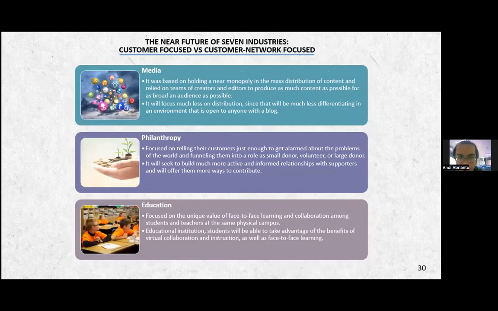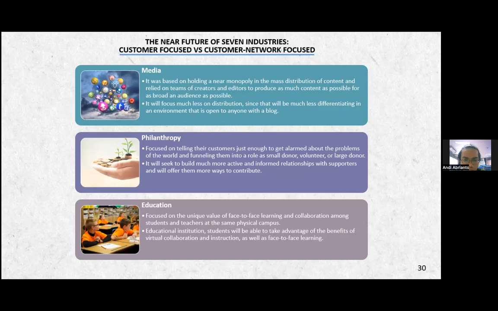In the media industry, in customer focus, it was based on holding a near monopoly in the mass distribution of content and relied on teams of creators and editors to produce as much content as possible, for as broad an audience as possible. And in customer network focus, it will focus much less on distribution, since that will be much less differentiating in an environment that is open to anyone with a blog.